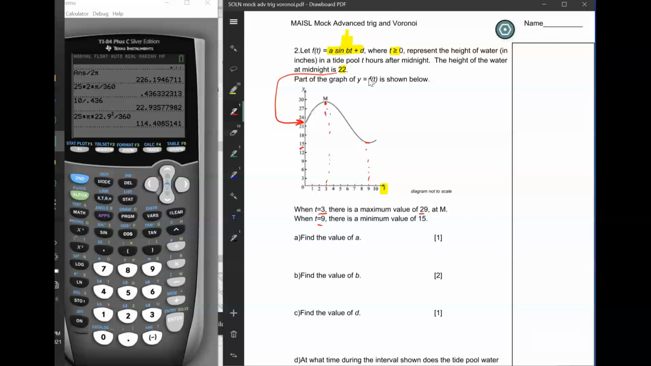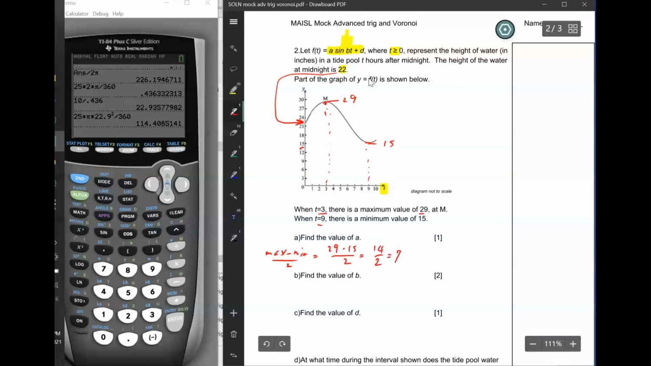It wants us to find the value of a. There's a couple ways of finding a. One is you could take the max height, which is 29, and the min height, which is 15, and subtract those, because the formula, which isn't on the formula sheet but maybe it's on your note sheet, is max minus min divided by 2. So 29 minus 15 divided by 2 is 14 divided by 2, which is equal to 7. So that is the answer for A.